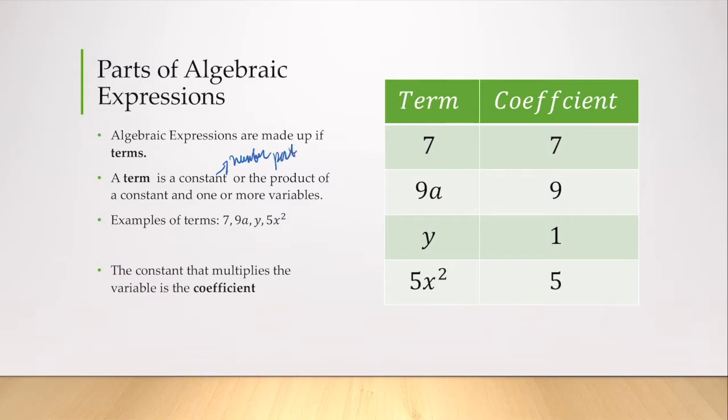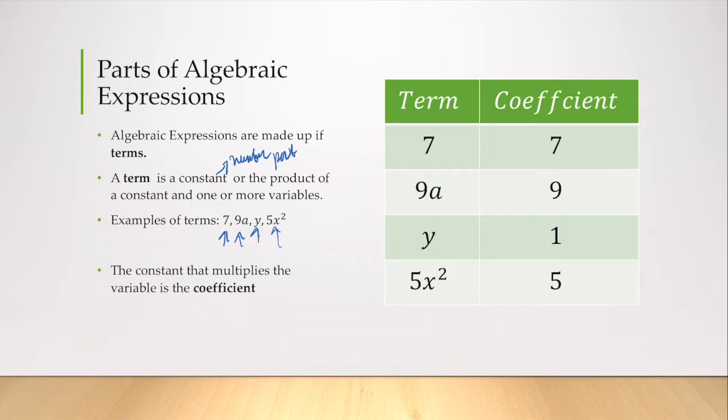So for example, here's our term 7. It is 100% constant, whereas 9a is made up of a constant, 9, and a variable a. y is just a variable. It does have a constant coefficient. That leading number is 1. And I've got 5x squared, where 5 is my constant and x squared is my variable.